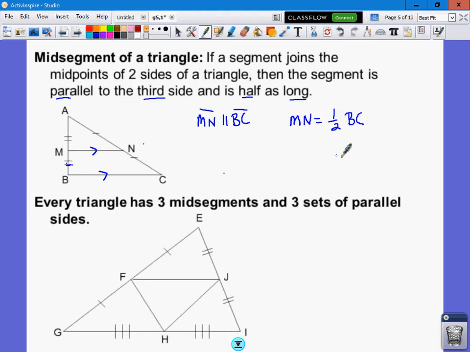Now, some people just do not like to work with this fraction. If you don't want to work with the fraction, then twice the mid-segment, 2 times MN, would be the same as the third side, BC.